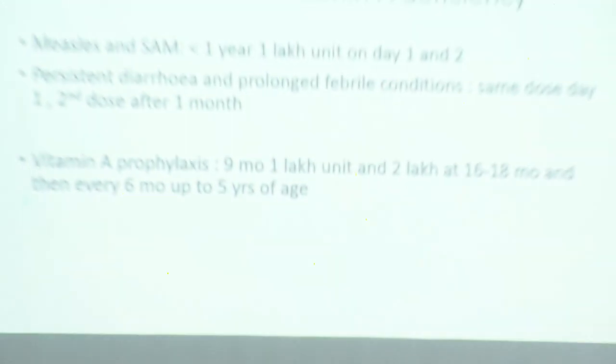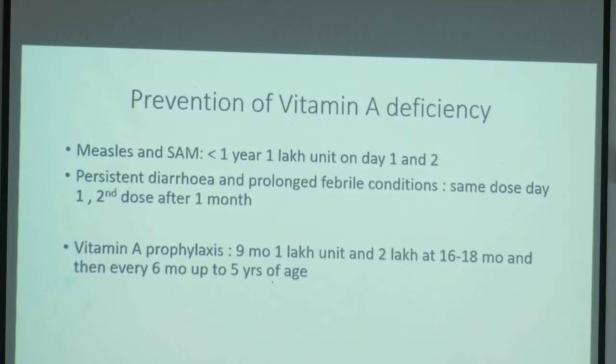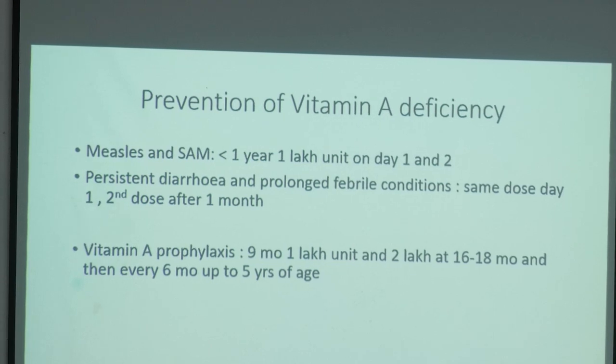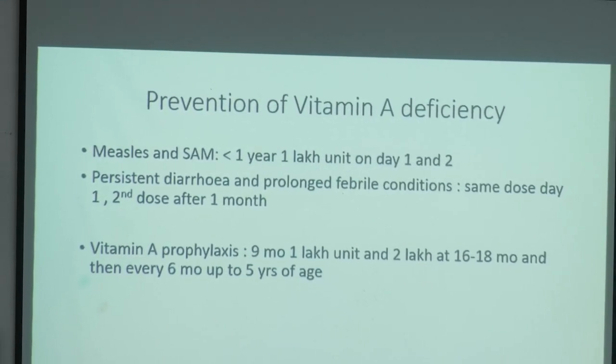So what is the main purpose of this total thing? The prevention of vitamin A deficiency. From any part of this, you may ask any questions. Prevention is very important. It may be in relation to measles, severe acute malnutrition, and persistent diarrhea also.